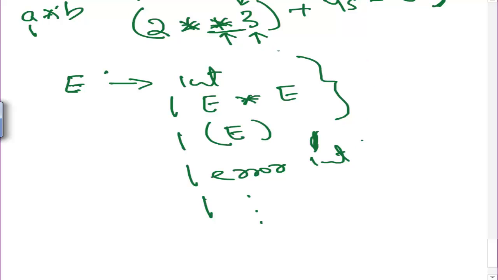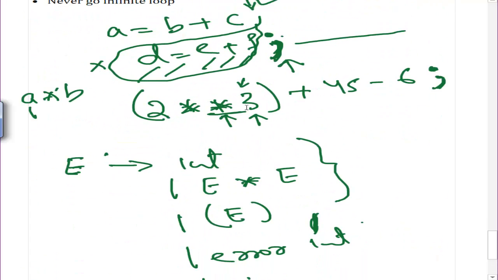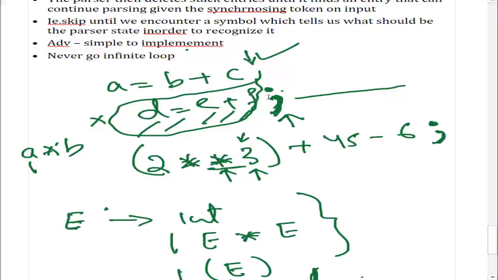So this is the panic mode. It's a very simple thing. It says simply you find the error, skip until you find a synchronizing key token. Well, in this case that is an integer, in this case it is the terminator, right?